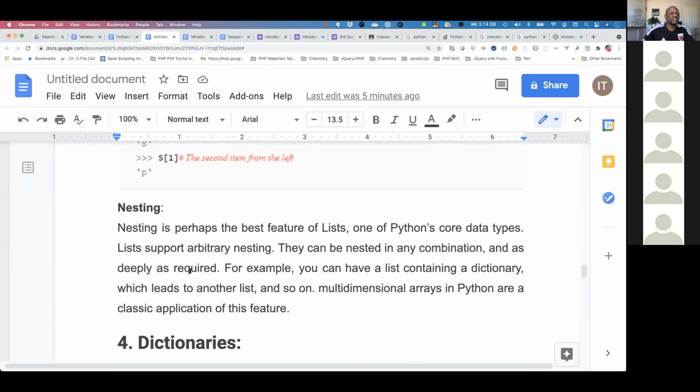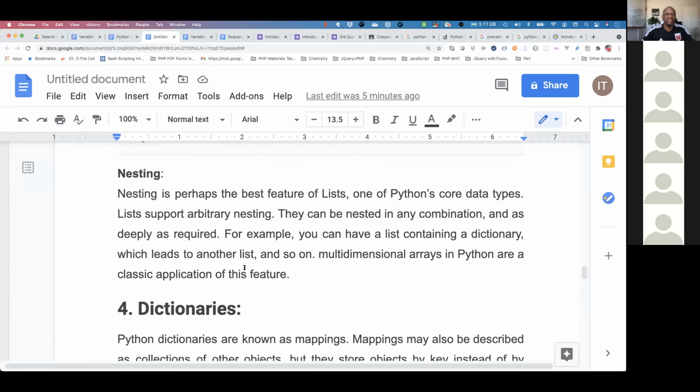Okay. Nesting, this is perhaps the best feature of lists. You can list items, you can put your full name, your address, your email, your phone number. Then you can add additional other items to the same list. One of Python's core data types will support arbitrary nesting. Nesting means you can put one inside another, inside another, inside another, almost to the point whereby it can be very confusing, but at least we'll be able to actually track it.